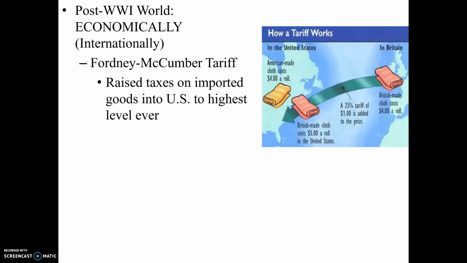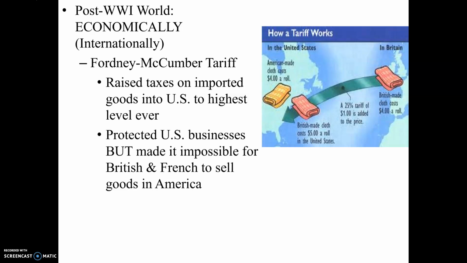Now, if they're the exact same product, that means a normal consumer is going to buy the American roll of cloth and not the British roll of cloth. This is just an example, but it does bring about the bigger picture. This tariff is designed to protect U.S. businesses from foreign competition. By artificially inflating the price, the tariff does what it's supposed to. It keeps the foreign competition's price high, while comparatively keeping the American price low.